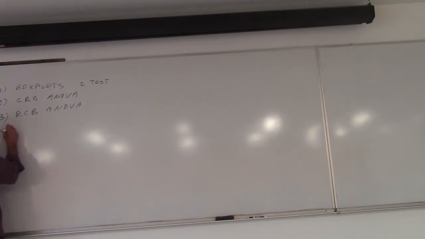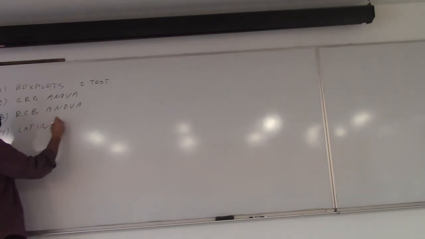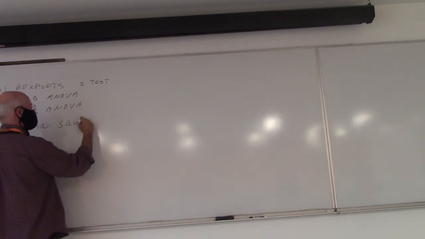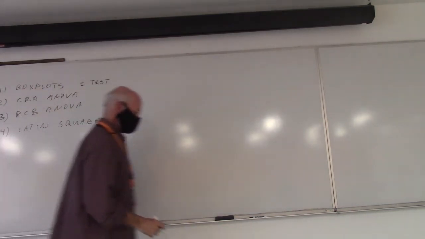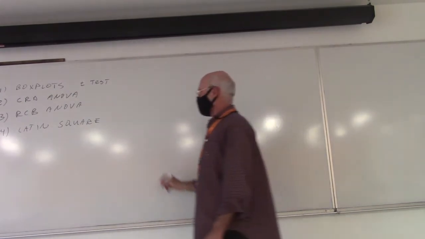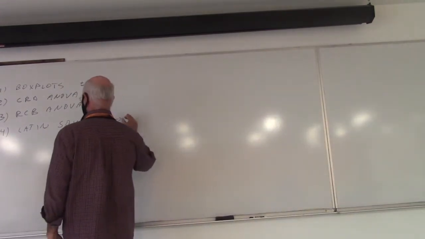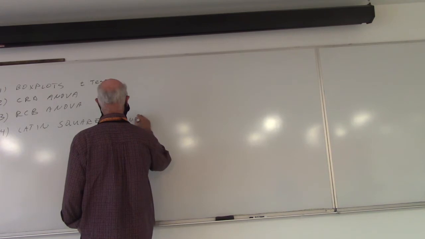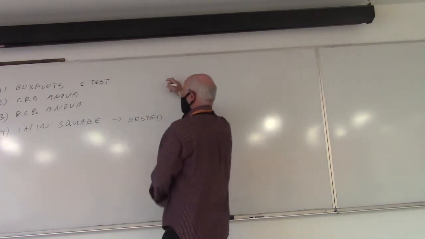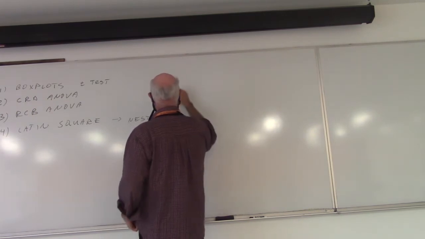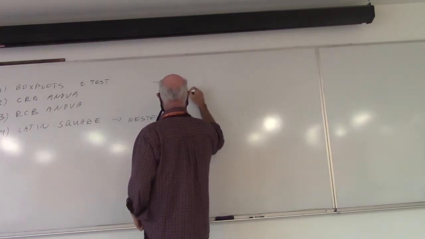So today, what we're going to do is talk about a different kind of ANOVA called a Latin square. Then, I don't know if I have the energy to do it today, but the next design is going to be what's called a nested design. So a nested ANOVA. These three ANOVAs right here are all one-way ANOVAs.